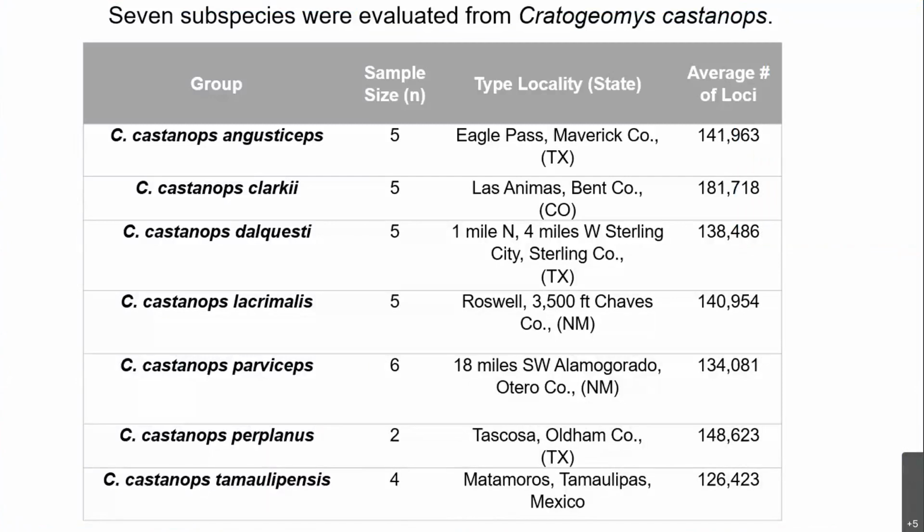So 7 subspecies were evaluated for Cratogeomys. Again, just the 7 subspecies. Their sample size, this is probably our most evenly sampled group. Their type localities and the average number of loci we were able to generate for each.